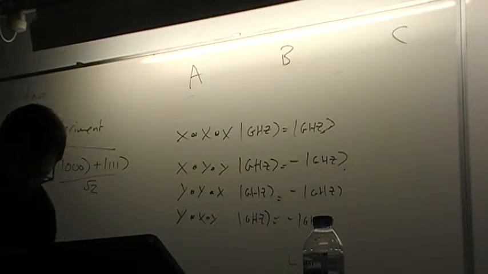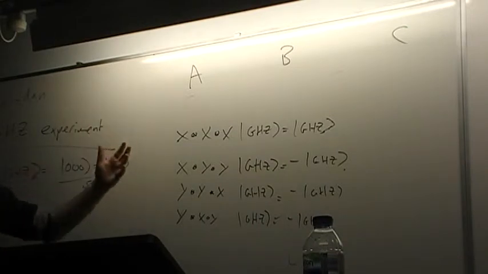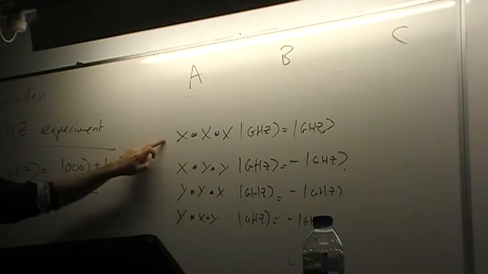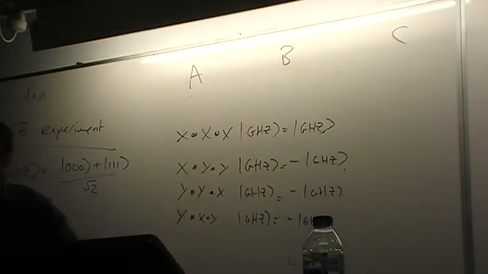What that means is if Alice and Bob make these measurements X and Y, according to one of these four combinations, the product of the outcomes of these measurements must be plus one or minus one.